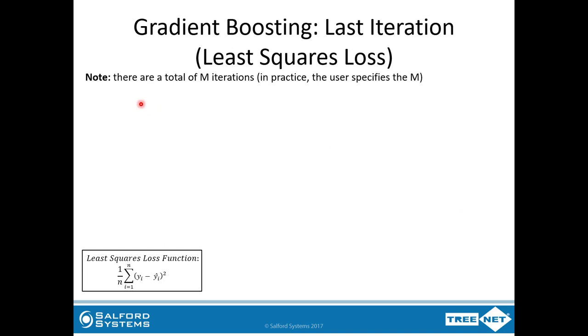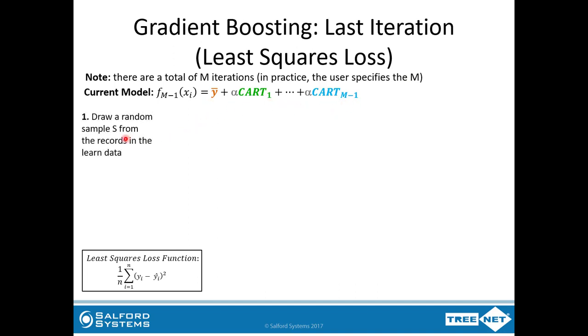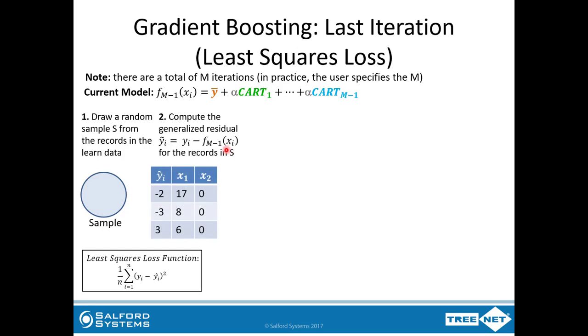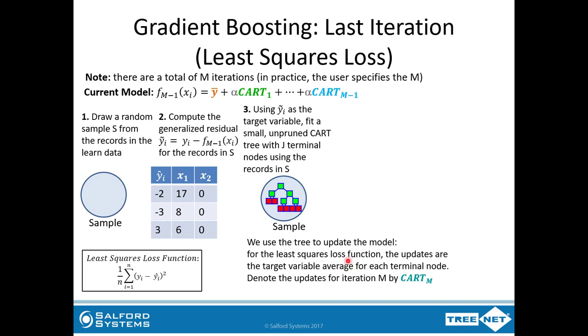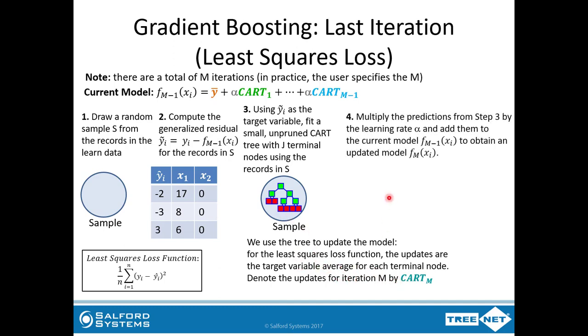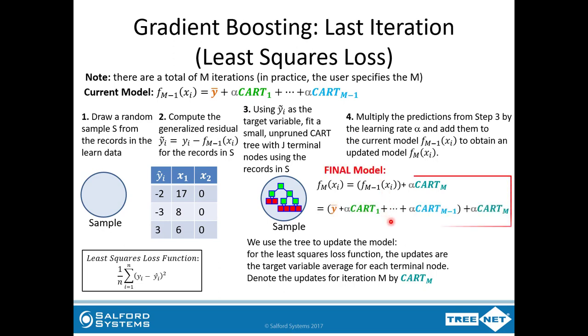Okay, so we'll skip to the last iteration. And so note that there are a total of m iterations for gradient boosting, and in practice the user is going to specify the m. So the current model is just going to be this up to m minus 1. And so take your random sample, compute your generalized residual now for y minus fm minus 1, and then use that value as your target and fit your cart tree again with those J terminal nodes. And then we're going to use that tree to update the model and multiply the predictions again by the alpha and add them to our current model, which is here, to get your updated model. Now, of course, we know the formula here for fm minus 1. It's just here, so just plug in, and then you get this. And so this is actually our final model here.